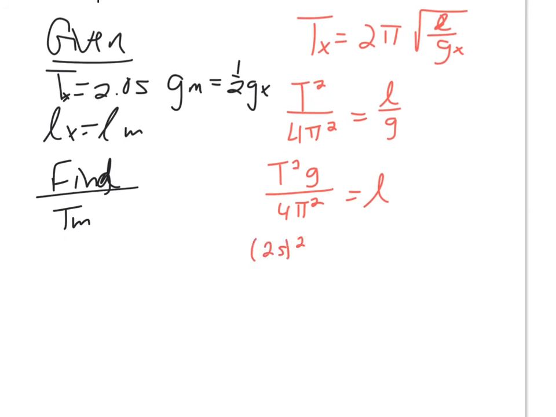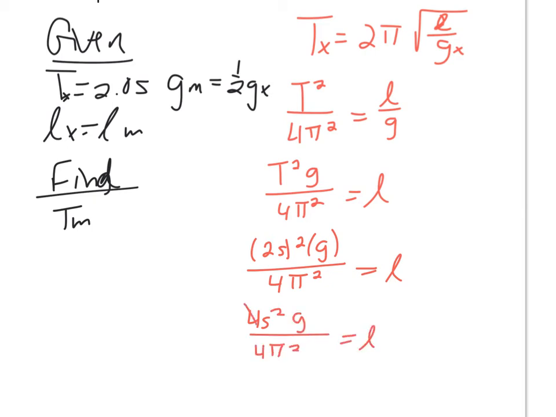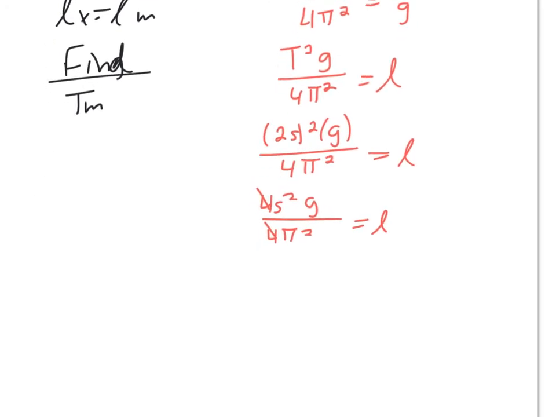2 seconds squared times g over 4 pi squared equals L. We don't know what g is, so I'm just going to leave it there as g. 2 squared is 4, so this is 4 seconds squared g over 4 pi squared equals L. The 4's cancel. So g over pi squared is going to equal L.